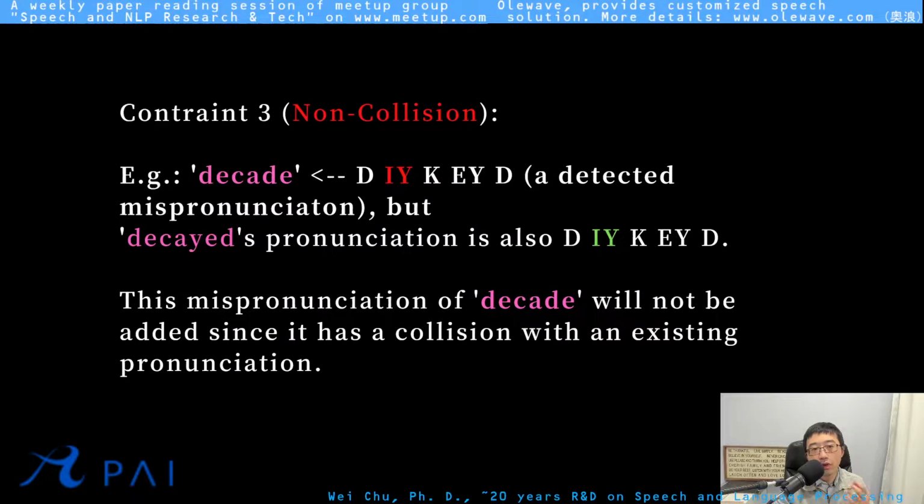And using the example, whenever the person says decayed, the mispronunciation probably should not be added, and it's not added because it collided with the orthodox pronunciation of decade. Okay.